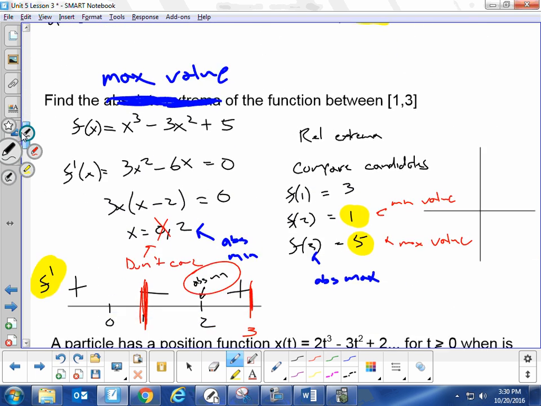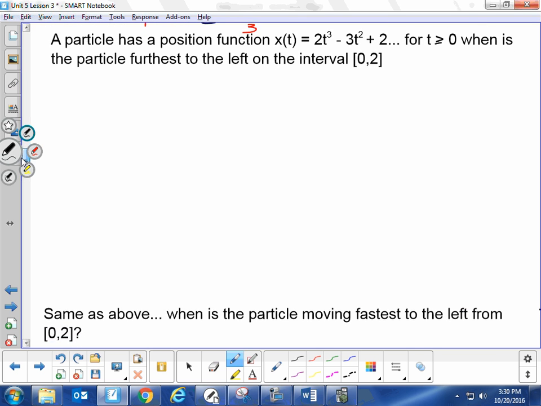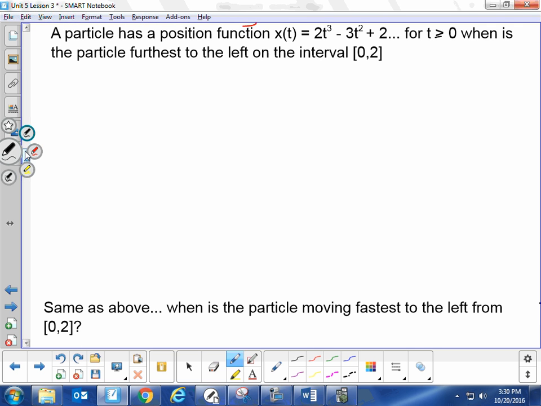You also have that first derivative test. Some other questions that could be asked of you that really are just absolute max or min questions. We have a particle with a position. You're asked, when is the particle furthest to the left?